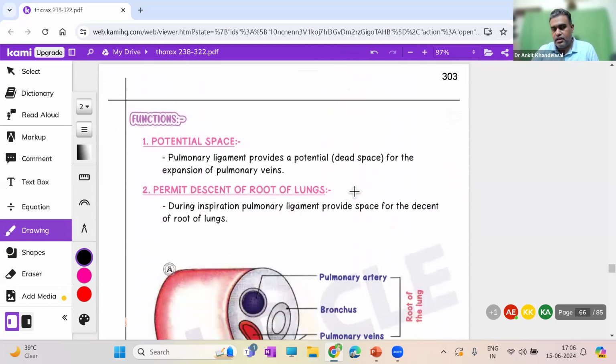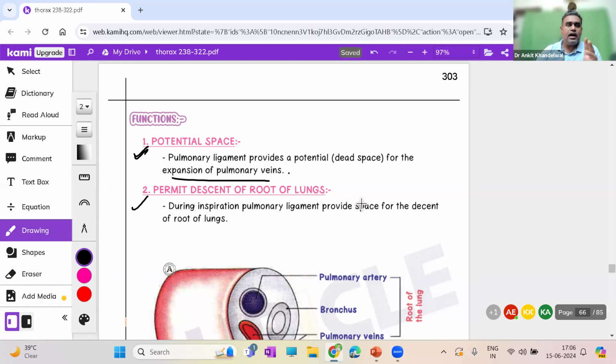Function of the pulmonary ligament, yes, that's important. It forms a potential space. Suppose someone needs more pulmonary circulation due to any physiological or pathological reason, then this pulmonary ligament will provide extra space for the dilatation or expansion of pulmonary veins. It also permits descent of the root of the lung, very important. During inspiration, the pulmonary ligament provides space.